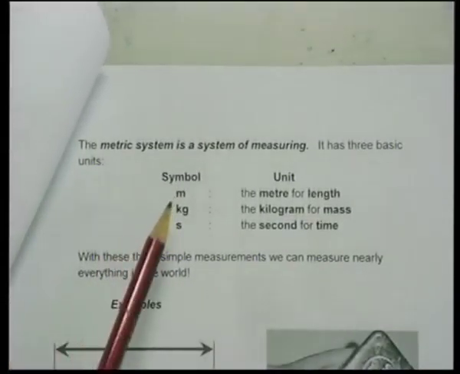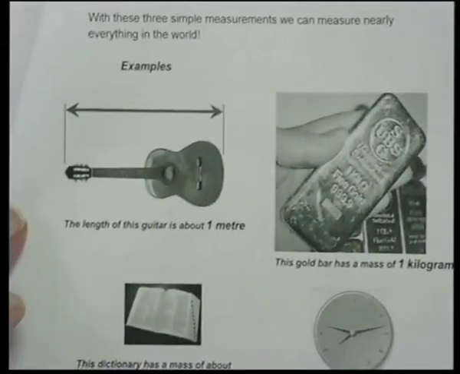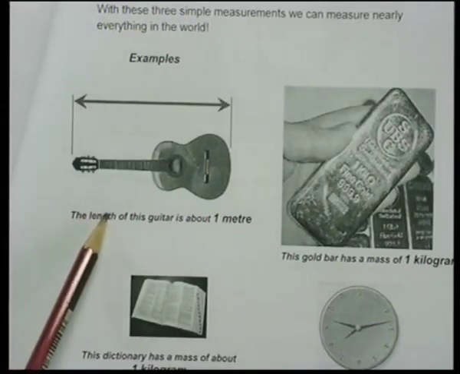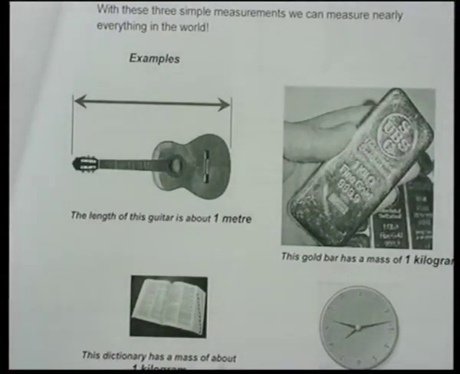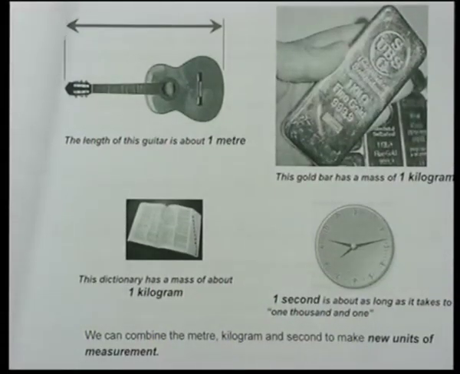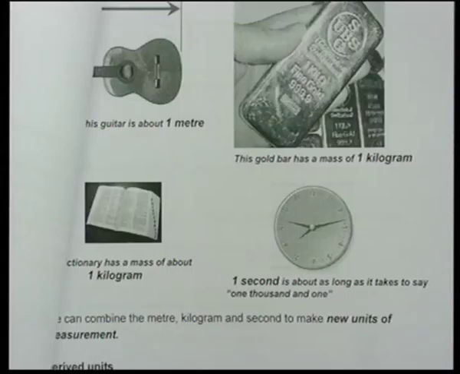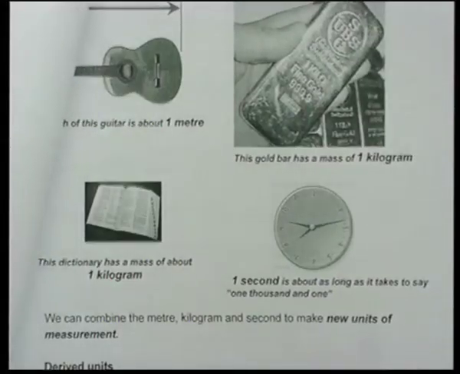The symbols, we know the m is for the meters of length, kilograms for mass, and s for seconds of time. And in real life, to measure the length, the guitar is about 1 meter. And this gold bar has a mass of 1 kilogram. This dictionary has a mass of 1 kilogram, more or less. 1 second is about as long as it takes to say 1001.